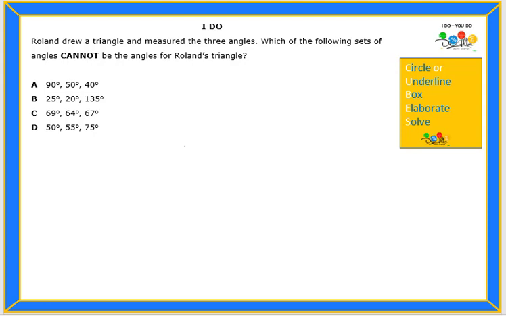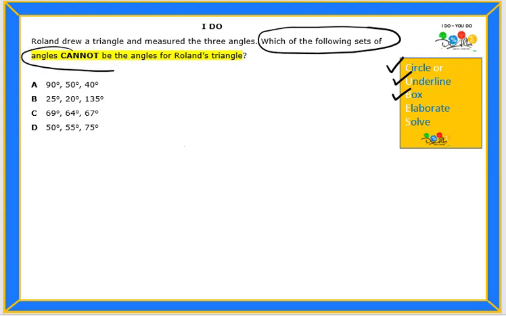Let's start with circle or underline keywords, but if you prefer, you can always highlight. Angles cannot be the angles for Roland's triangle. Then we box our question. Which of the following sets of angles cannot be the angles of Roland's triangle?